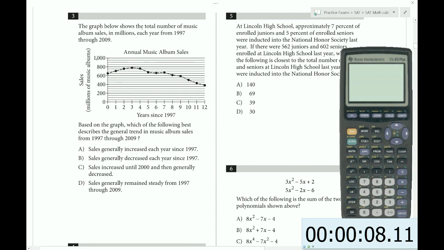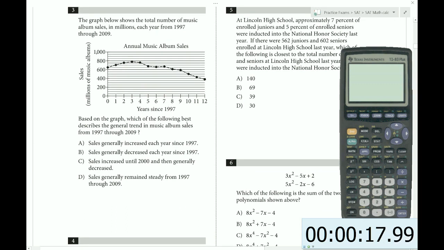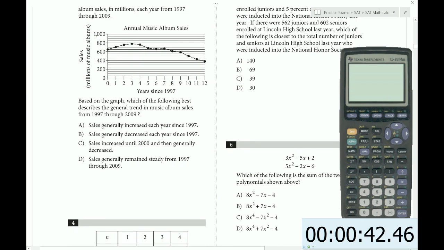The graph below shows the total number of music album sales in millions each year from 1997 to 2009. Based on the graph, which of the following best describes the general trend in music album sales from 97 to 2009? Okay, so not a whole lot is changing here, but it looks like it goes up, then it goes down, then it goes up very briefly, and then down. So the general trend is to go down after this initial upward swing here. So I'd say it goes up, and then it goes pretty much down.